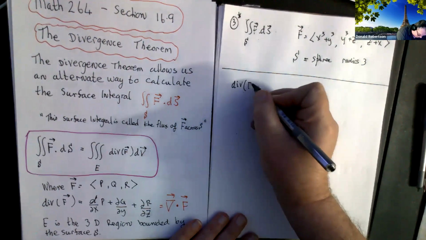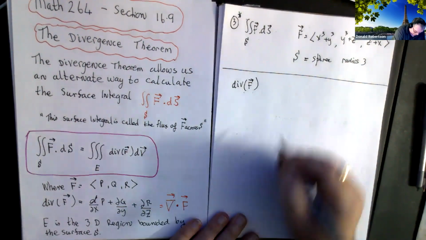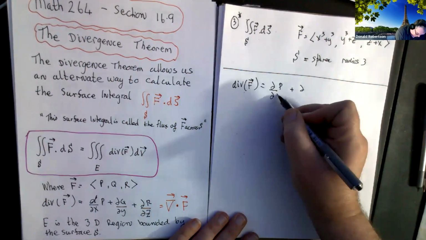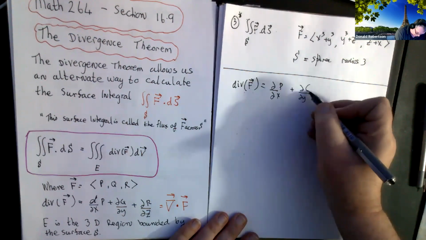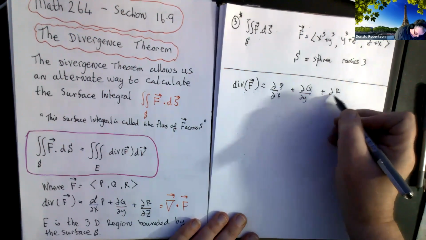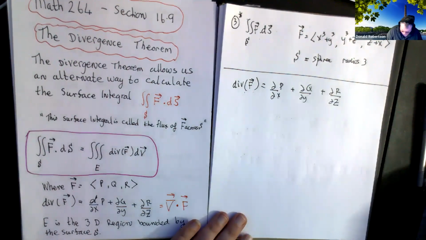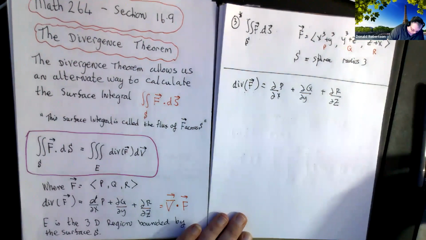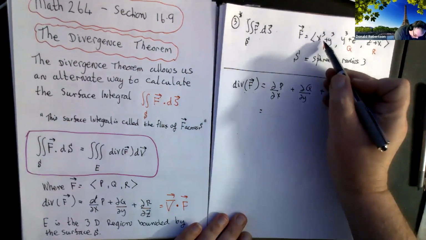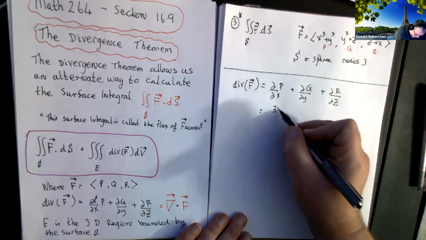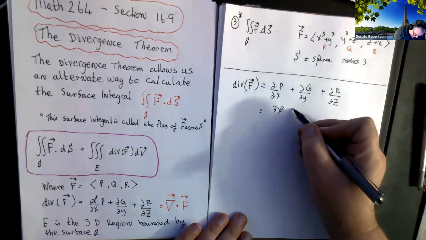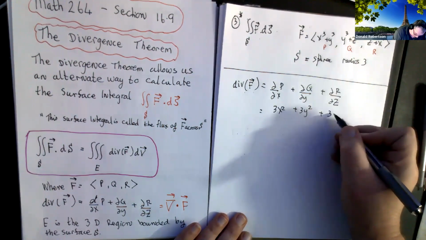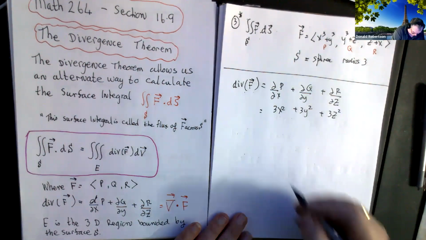Let's find the divergence. The nice thing about these questions is that they do have a process. You kind of follow the math, and the steps are pretty consistent. This guy with respect to x gets you 3x squared. This guy with respect to y only gets you 3y squared. And this guy with respect to z gets you 3z squared.